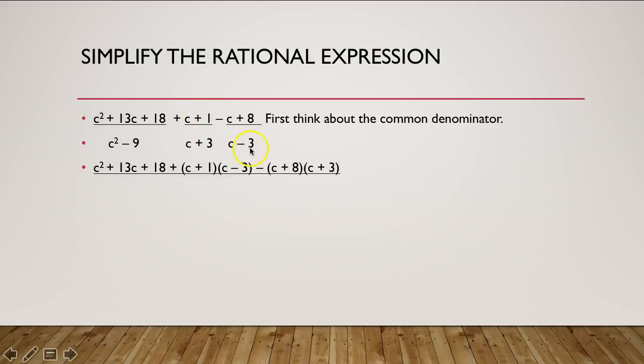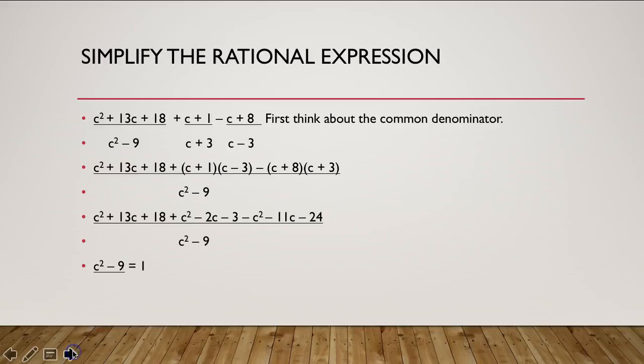This needs to get multiplied by the c minus 3, which is here, and this one needs to get multiplied by c plus 3, which is there. Then you just need to FOIL these out so that you get c squared minus 2c minus 3. FOIL these out and then distribute the negative sign through, which is how you get negative c squared minus 11c minus 24 all over c squared minus 9. Then you need to simplify, and when you do, it gets down to c squared minus 9 over c squared minus 9, which is 1.